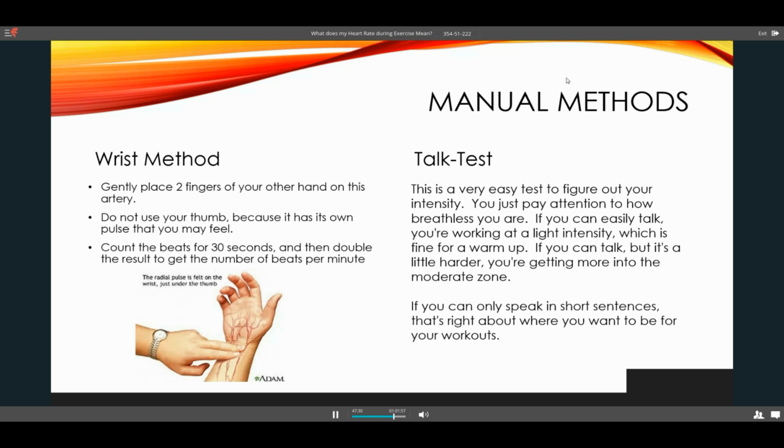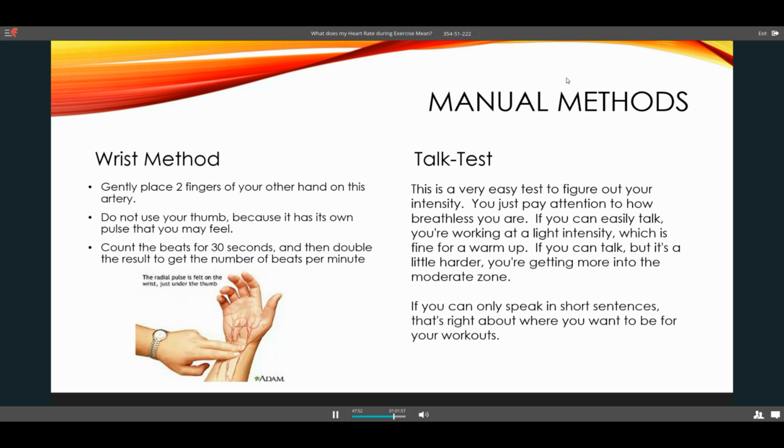Also, I want everyone to be aware of something we utilize often in our clinic, and that's what we call the talk test. This is probably the easiest way to measure your exercise intensity without checking your heart rate or using a heart rate monitor. So basically, for this test, you just pay attention to how breathless you are during the exercise.